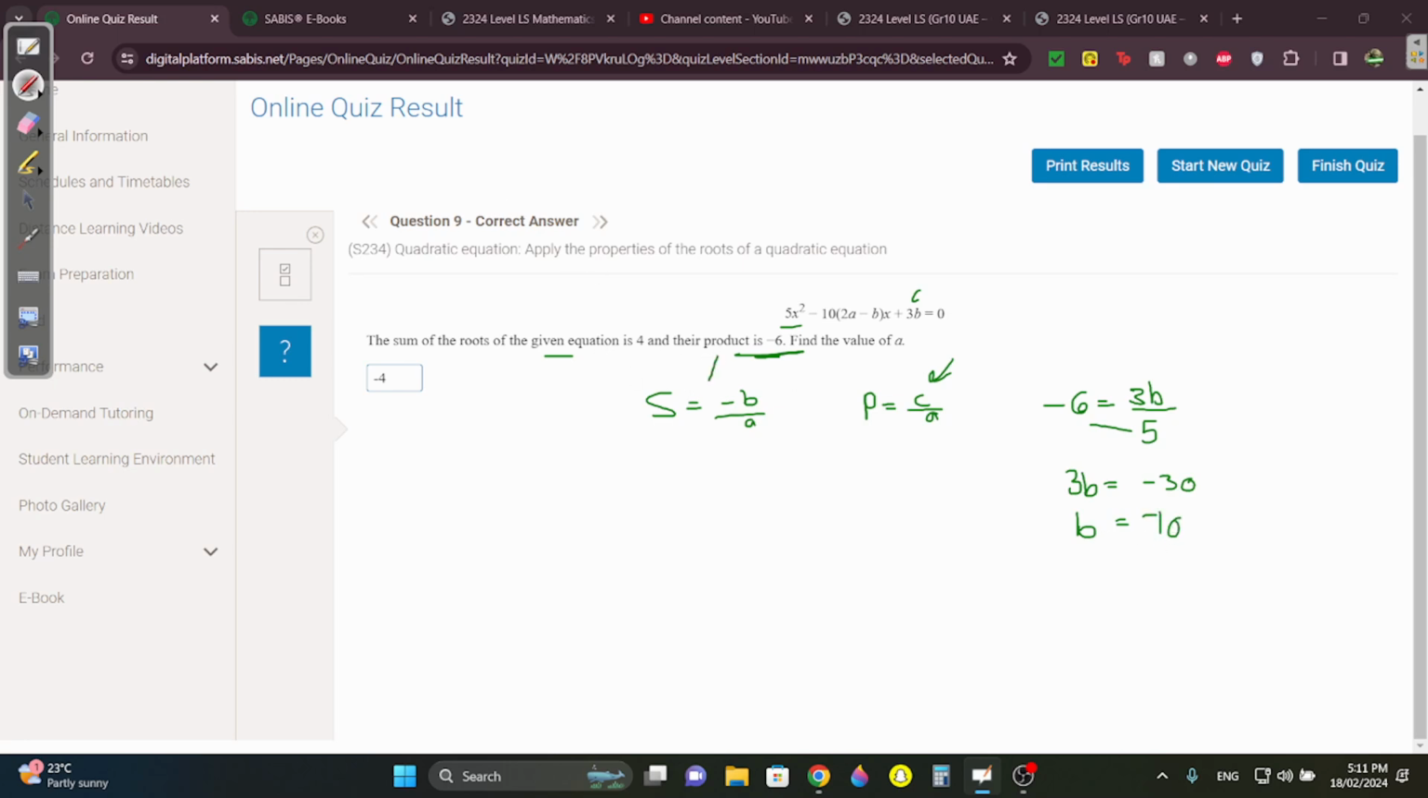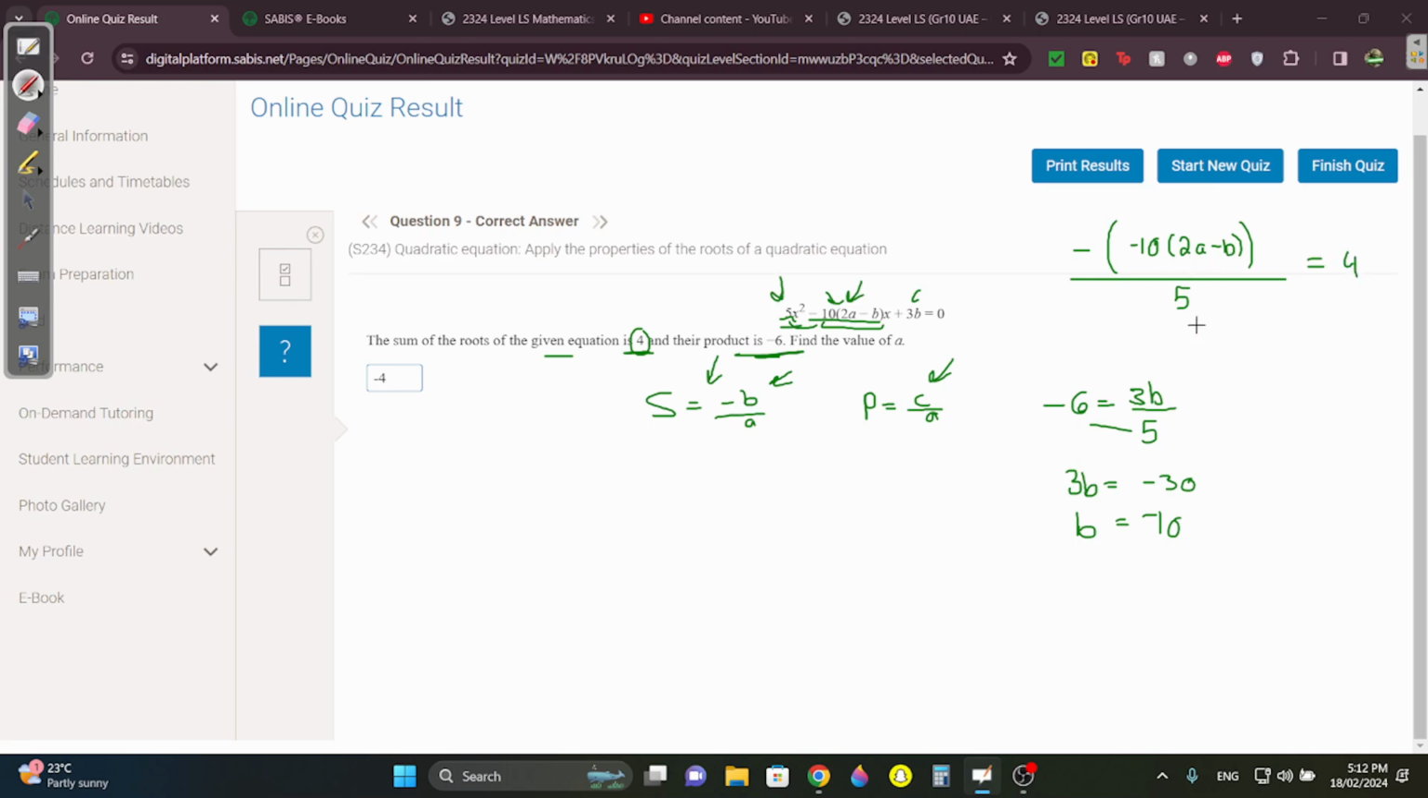Okay, the sum is minus b over a. So this whole thing over 5, minus this whole thing over 5 is actually the sum, which is 4. So let's do it. So minus this whole thing, minus 10 times 2a minus b over 5, which is a, because you know it's minus b over a. So minus this whole thing, minus 10 times 2a minus b over a, which is 5, equals the sum, which is 4.